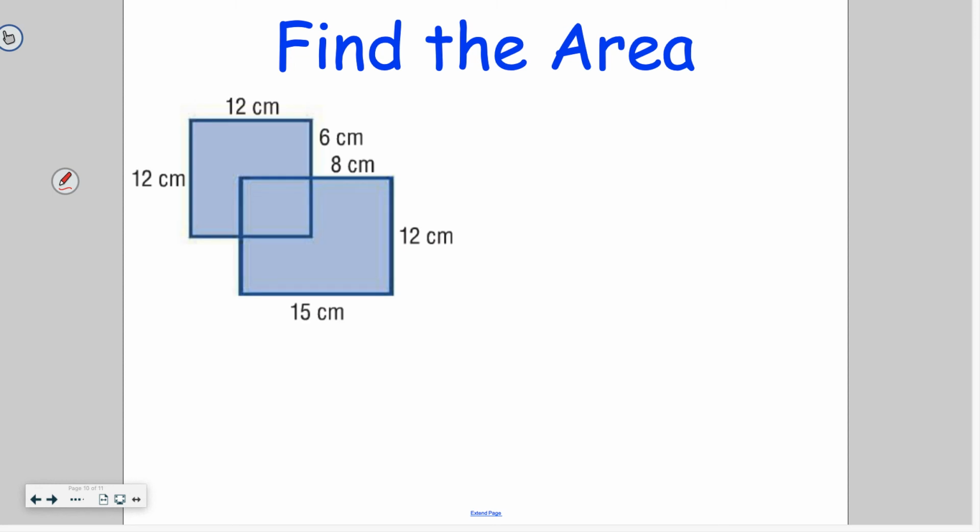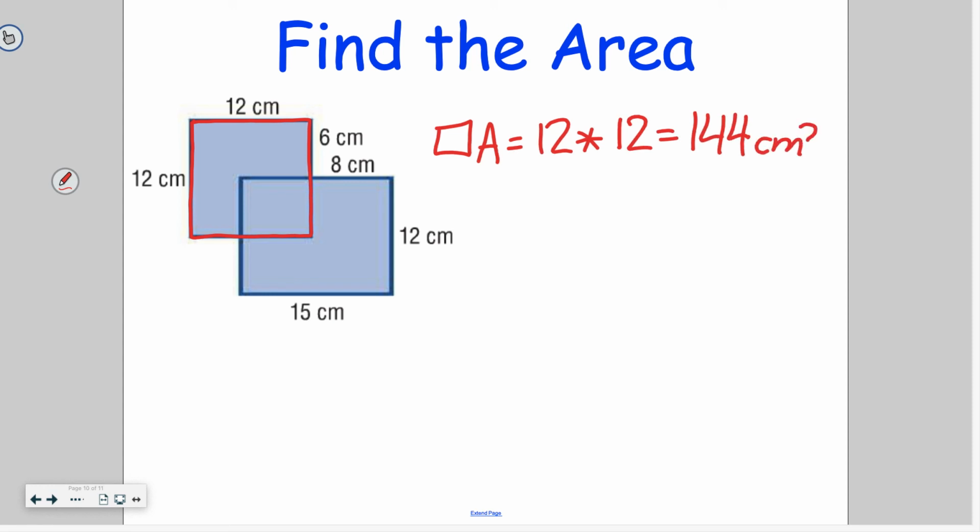Last thing I want to address with you is what happens if there is an overlap. So in this one, I have this first shape, which I'm going to use, and I'm going to find the area of that first red part by doing base times height, which is going to be 144 centimeters squared. So that would take care of all of this.